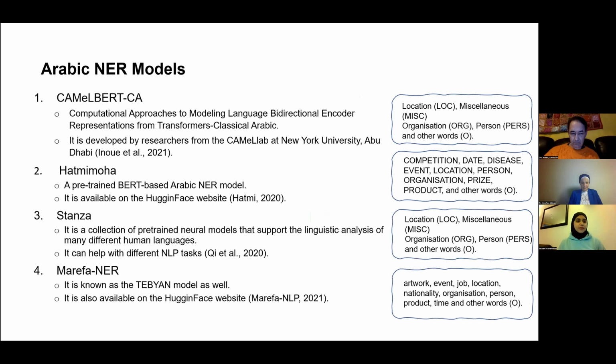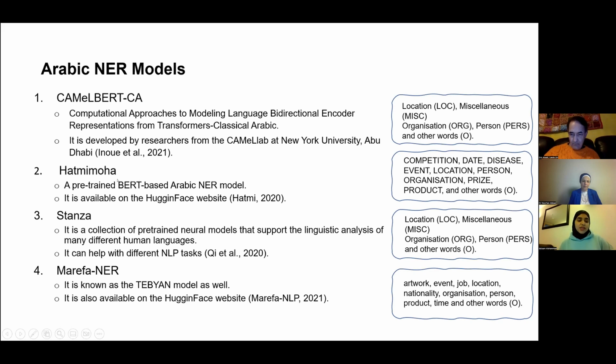So now I'd like to present the Arabic named entity recognition models. The first one is CAMeLBERT for classical Arabic. It is a computational approach to modeling language using bidirectional encoder representations from transformers, especially for classical Arabic. This tool is developed by researchers from the CAMeL Lab at New York University. It has four categories, as explained here.